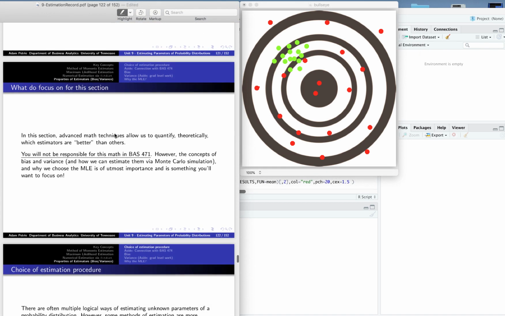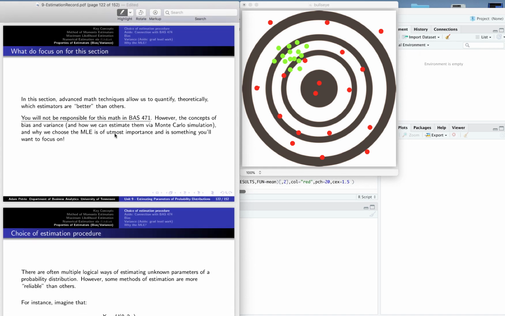So note number one, this section gets fairly mathematical. To actually come up with a numerical value for the bias, the variance, and the overall quality measure for an estimator, we have to do a lot of math. Now, as an undergraduate in BAS 471, I'm not all that interested in having you be able to reproduce the math. That's more graduate level work. I mostly want you to understand the main concepts.